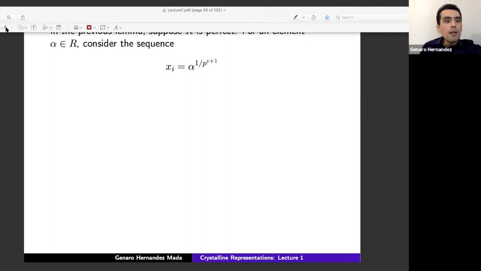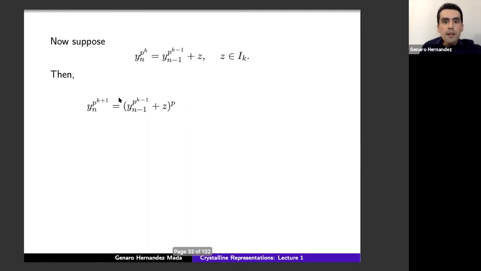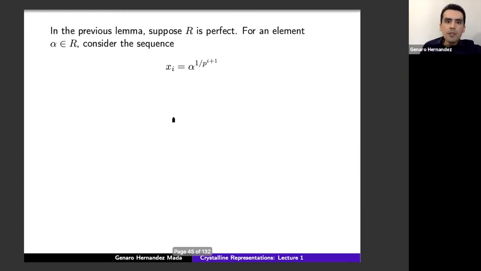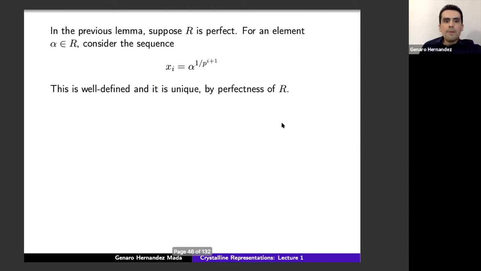So remember that in this lemma, we need a sequence of elements in the ring R, okay? With this property. And we get that for each sequence of lifts, this other sequence converges to some element that depends only on x, okay? So I am going to take this sequence. So I start with alpha, and then I take the pth root of alpha, which I can do because R is perfect. And I take the pth root of that element and so on, okay? So there we have the sequence.